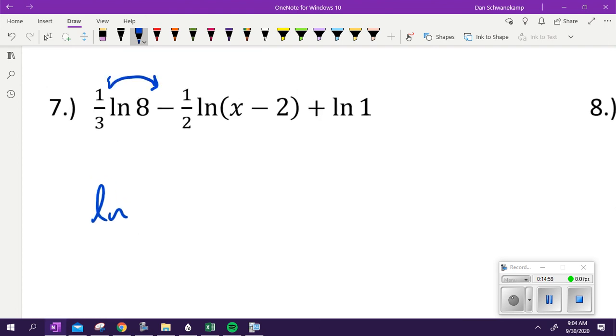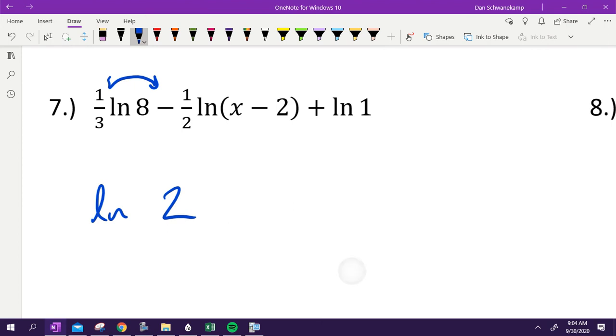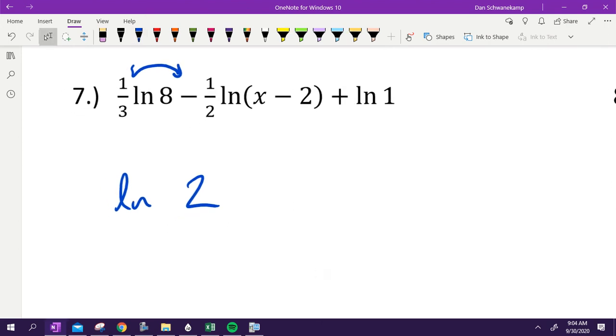Cube root of 8 because it's 8 to the 1/3 power. What is the cube root of 8? 2. So we could just write 2. You wrote cube root of 8. Wonderful. Okay, but we're just going to simplify it to 2. Okay, then it says minus 1/2 natural log of x minus 2. Herman, what'd you put for that one? Good. Square root of x minus 2 on bottom because it is minus. It goes on bottom. And then Aaron H., what about natural log of 1?